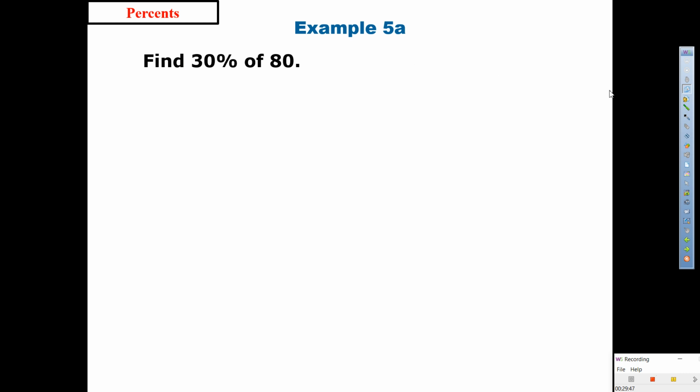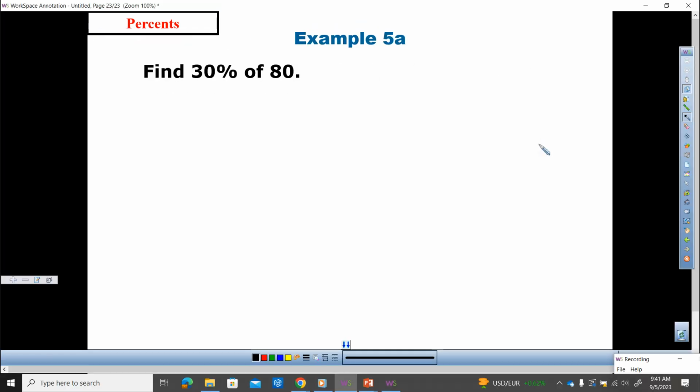Find 30% of 80. Some of us are really good at just changing it in our brain to decimal and multiplication, but I'm showing you using a proportion. Here it goes. Anytime you get a percentage, write this proportion down right away, and that's going to get you started. But first, pay attention.